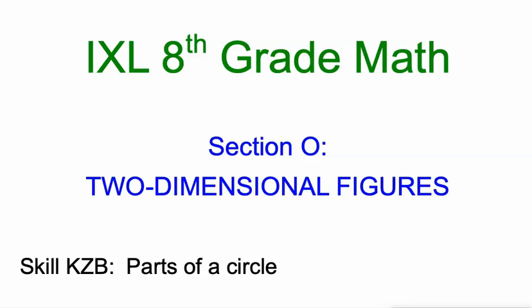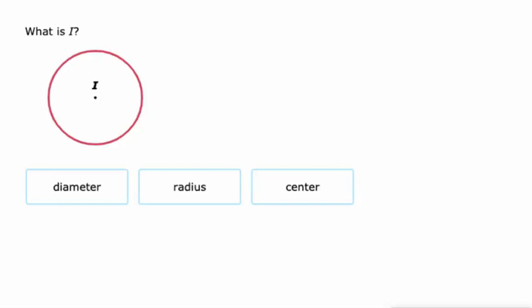Parts of a circle, the last skill in section O of IXL's 8th grade math. Okay, four basic things we got to know today. Number one, point I here is right in the center of the circle. We call that the center.